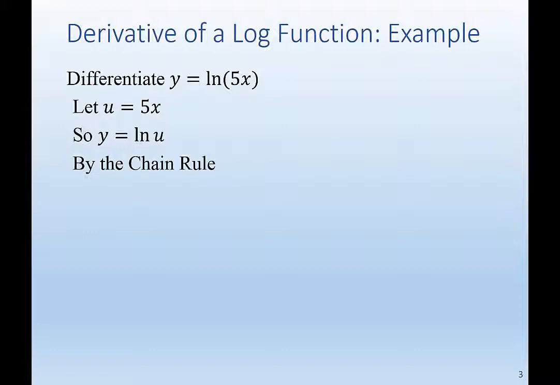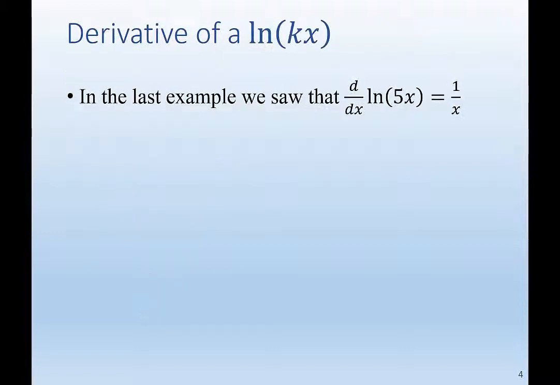So we'll use the chain rule now to differentiate y with respect to x by differentiating it with respect to u, and then u with respect to x. So our derivative of y with respect to u is 1 on u, and the derivative of u with respect to x is 5. And our u, of course, was 5x, so we'll put that back in place of u, and simplifying we'll get 1 on x. So the derivative of natural log of 5x is 1 on x.